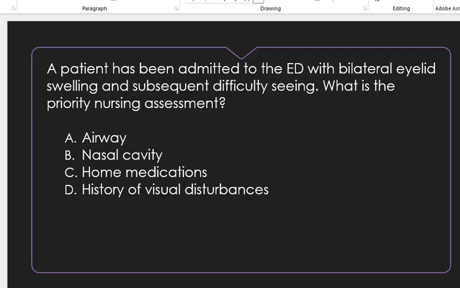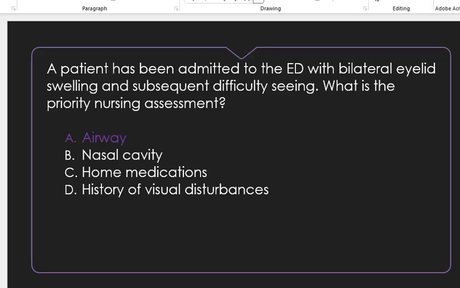A patient has been admitted to the ED with bilateral eyelid swelling and difficulty seeing. What is the priority nursing assessment? This should be easy for you guys, your ABCs. The patient likely has angioedema that has caused the swelling. This can progress very quickly to affect the airway. Interventions focus on stopping the reaction and ensuring adequate airway.